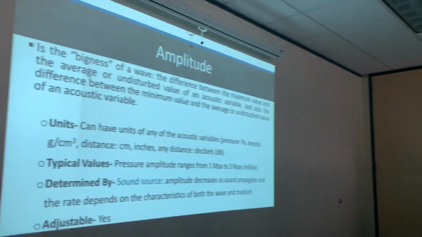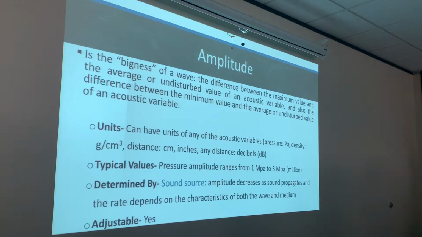This wave right here is a small wave in size compared to how big this wave is. All right? So that's the difference between the maximum value and the average or undisturbed value of an acoustic variable. That's just saying the maximum to the zero on the graph, okay? That's what the undisturbed or the average value is. And just the opposite, amplitude is also the difference between the minimum value, or our trough, and the average or undisturbed value of an acoustic variable.